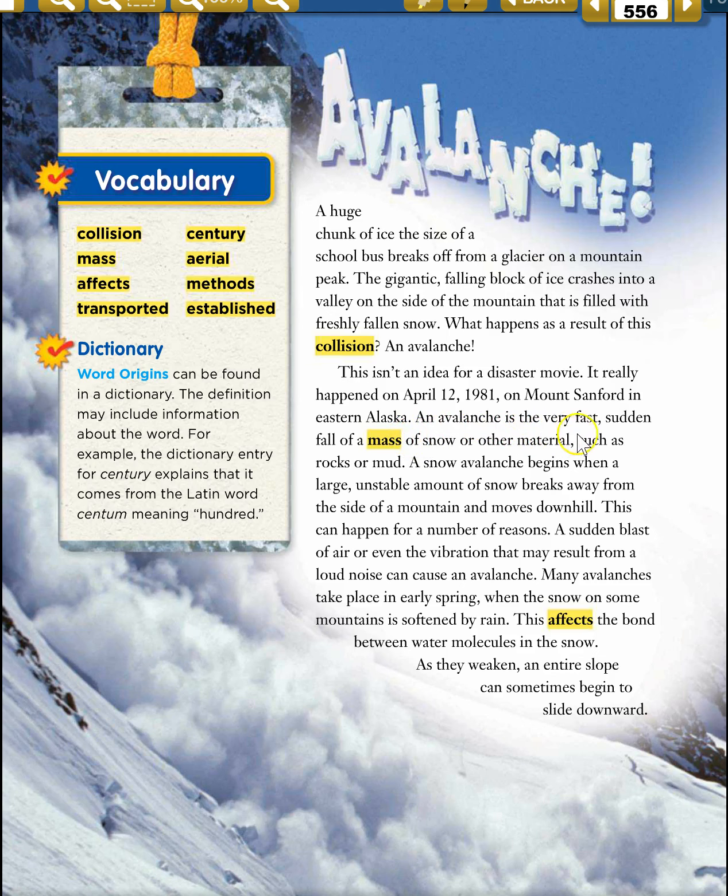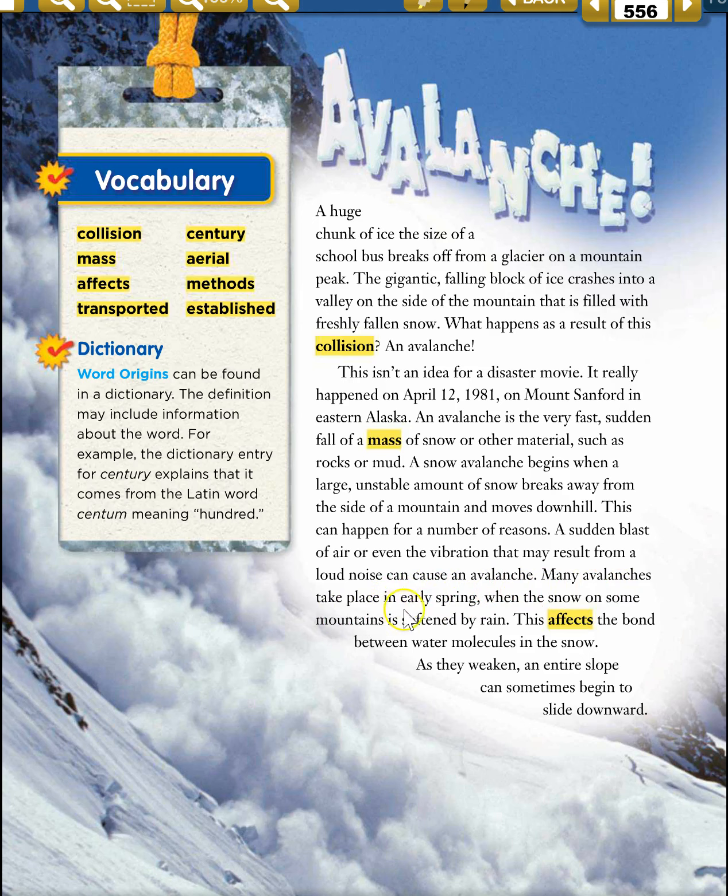An avalanche is the very fast, sudden fall of a mass of snow or other material, such as rocks or mud. We've been seeing a lot of mudslides or mud avalanches here in California with all the recent rain. A snow avalanche begins when a large, unstable amount of snow breaks away from the side of a mountain and moves downhill. This can happen for a number of reasons. A sudden blast of air or even the vibration that may result from a loud noise can cause an avalanche.